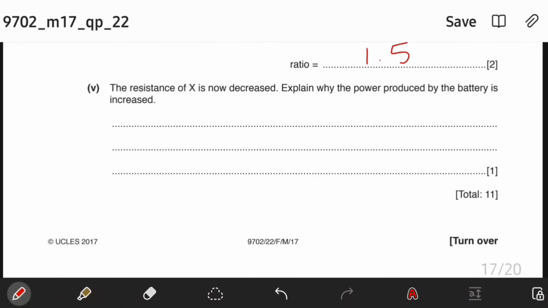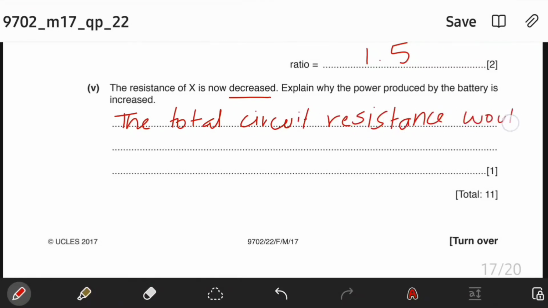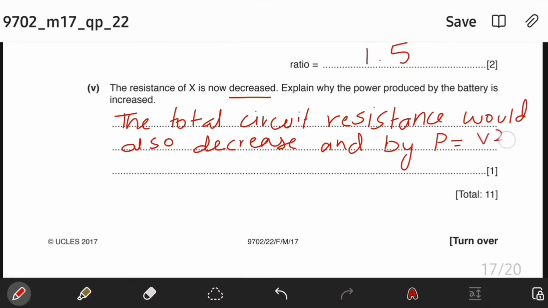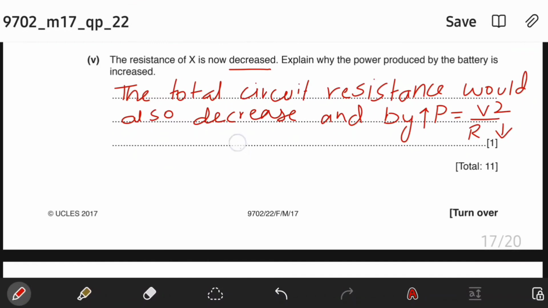The resistance of X is now decreased. Explain why the power produced by the battery is increased. As the resistance of X is decreased, the total circuit resistance would also decrease, and by this equation, power is equal to V squared over R. If resistance decreases, power increases, since power is inversely proportional to resistance.